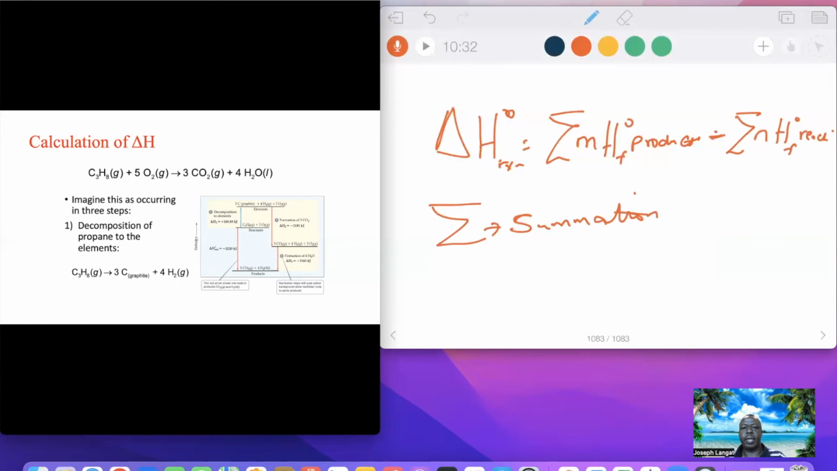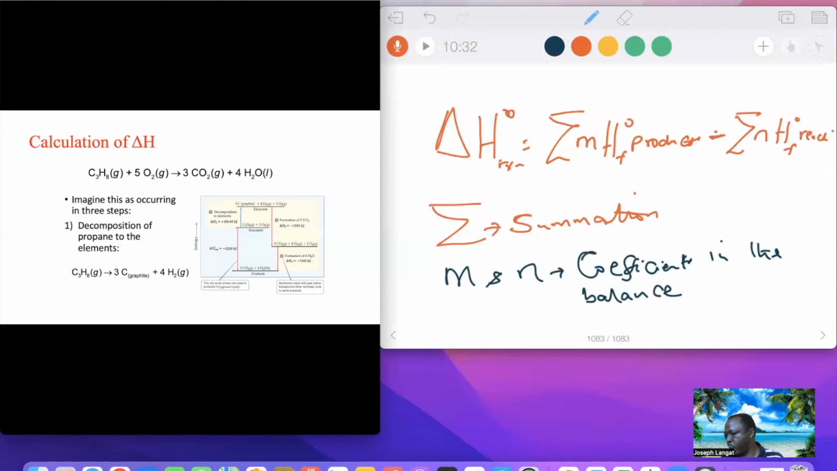You find the standard enthalpy of formation for the product, one value. You find the standard enthalpy for the reactant, one value, and then you subtract, all right? M and N are the coefficients in the balanced equation. So you have to look at the balanced equation and plug those in, whether it's for product or for reactant.